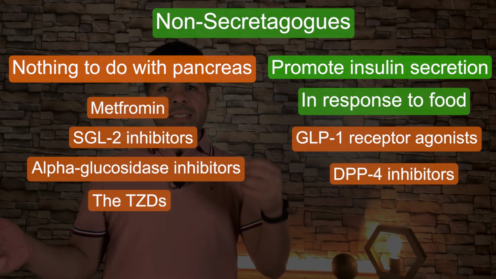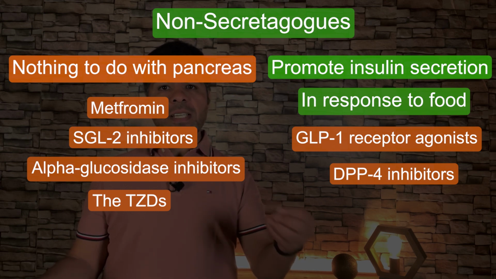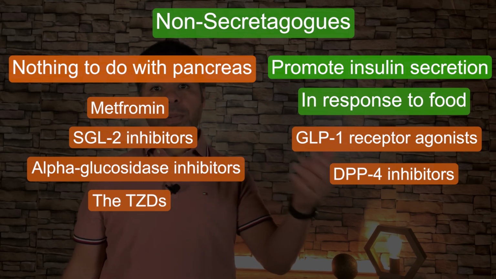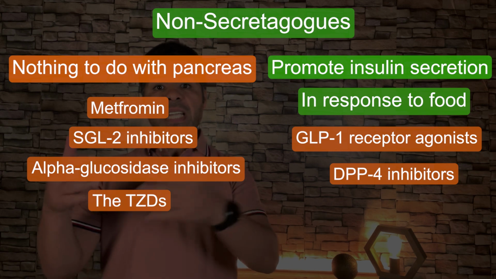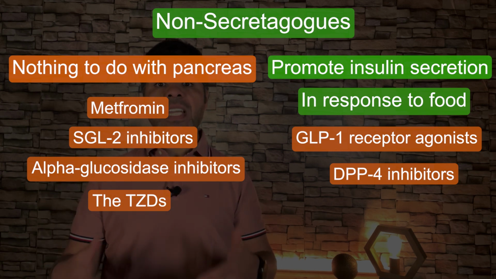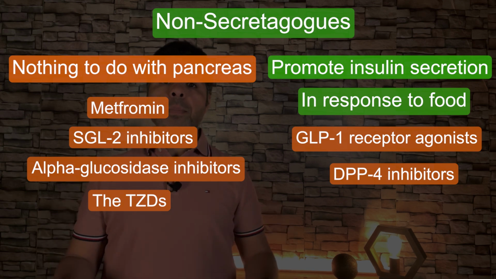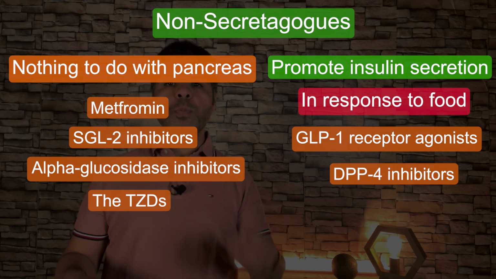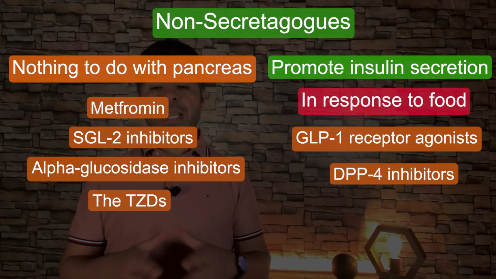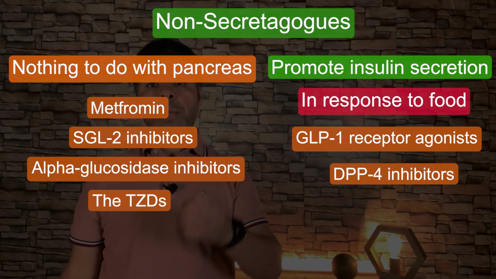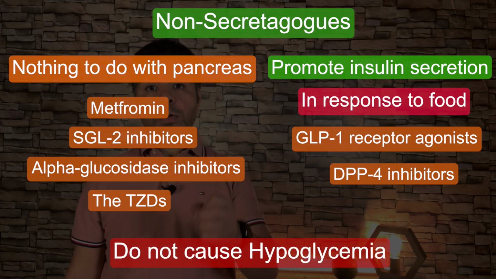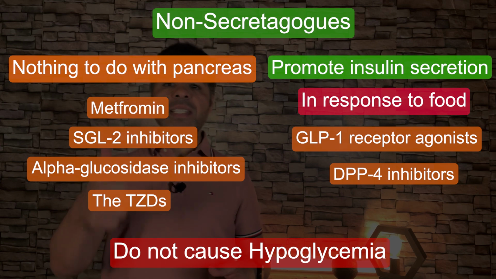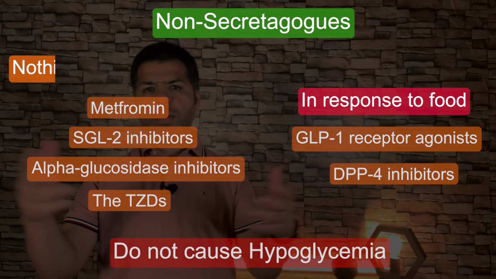But hold a sec, didn't we say secretagogues promote insulin secretion? Yes, so why are incretin hormone potentiators like GLP-1 receptor agonists, the glutide family, and DPP4 inhibitors, the gliptin family, not considered secretagogues? Simply because they promote insulin secretion in response to food, while secretagogues promote insulin secretion regardless of food intake. Non-secretagogues do not cause hypoglycemia unless combined with secretagogues or taken in conditions that precipitate hypoglycemia like critical illness, liver disease, adrenal insufficiency, NPO status, etc.